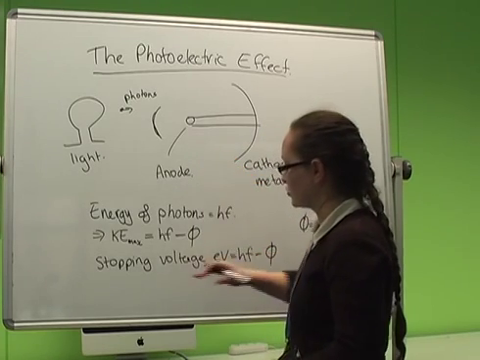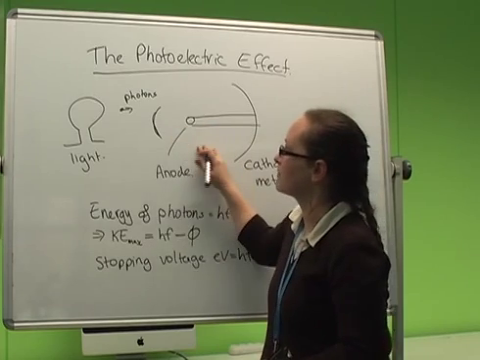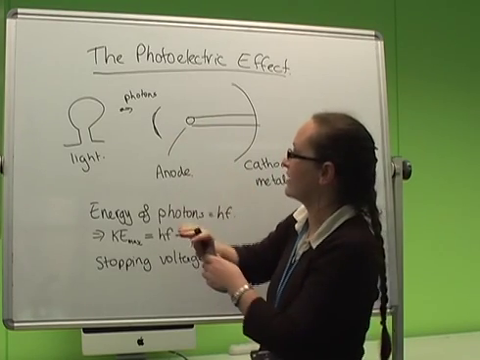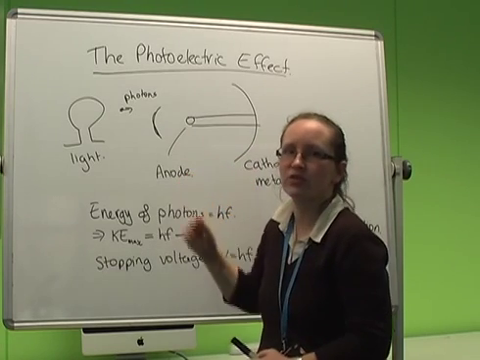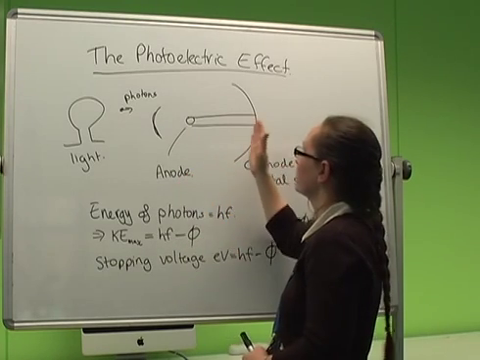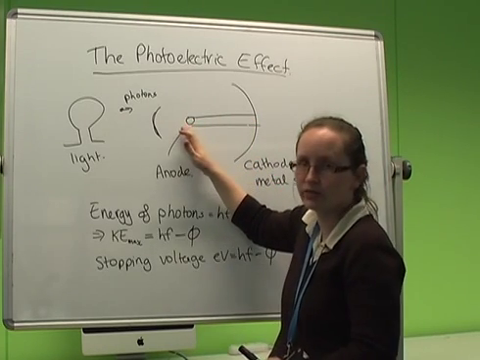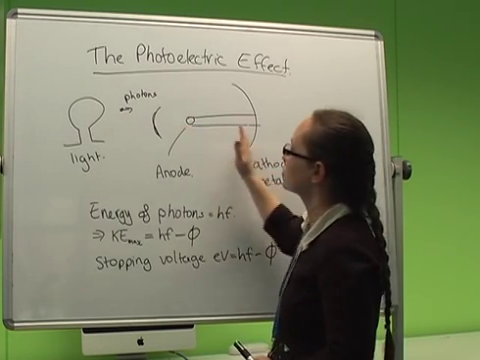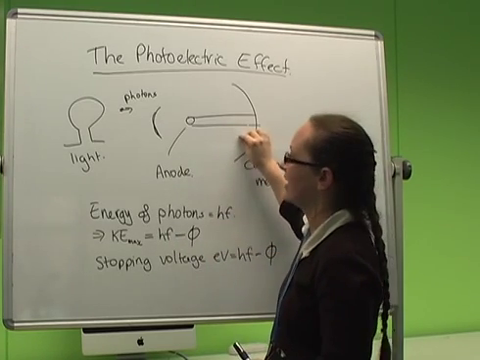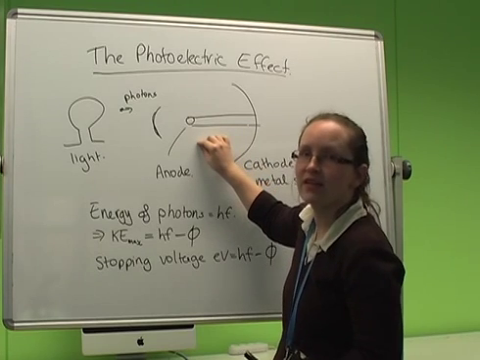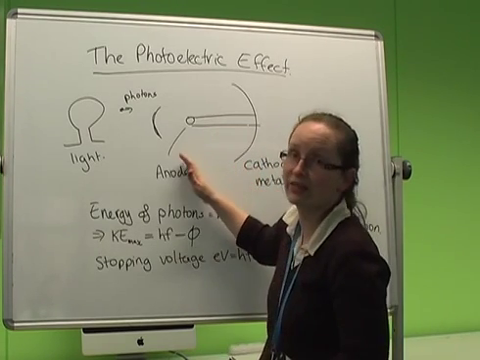What you're going to be measuring is the stopping voltage, because what we can do in this experiment is apply a voltage between the cathode and the anode, which is going to make it more difficult for the electrons to travel from the cathode to the anode. When the stopping voltage times e is equal to the energy that the electrons have, the electrons can no longer travel from the cathode to the anode.